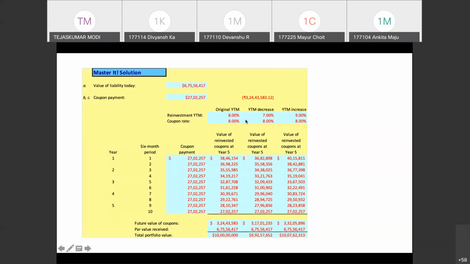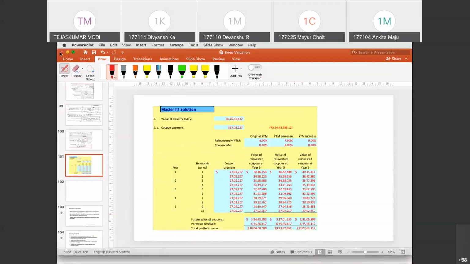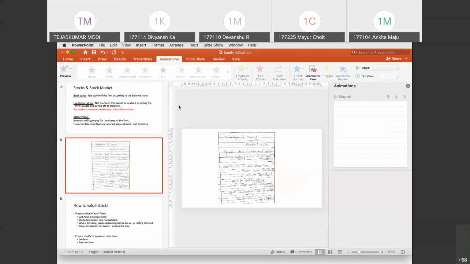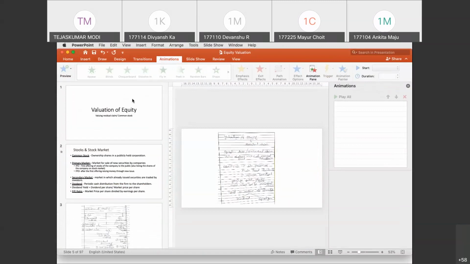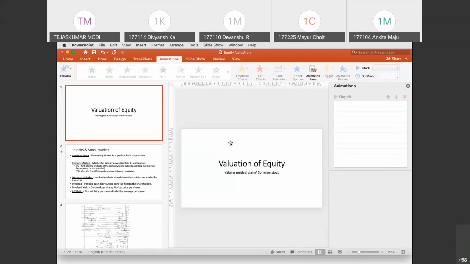So now we are going to discuss a very important chapter, equity valuation. Now we do not have time, as you could see. So what I would do now is that I will just discuss the basics of equity, and then can you see the equity file, guys? Can you see the equity file? Hello? Guys, can you see the equity file?